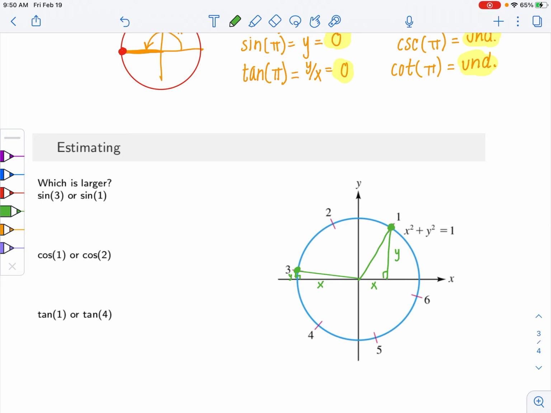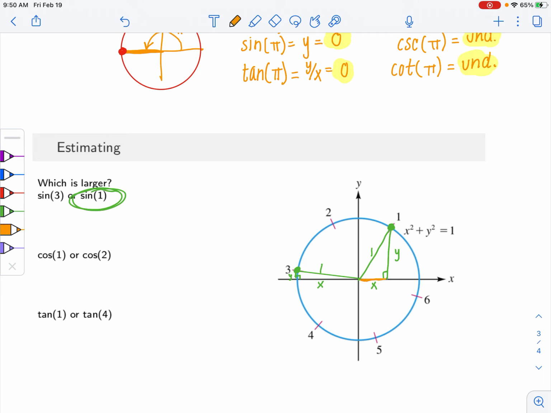I'm looking at sine. Sine is my y value. Sine is opposite over hypotenuse. And this is always 1, right? Unit circle. So I'm comparing my y's. Which y is bigger? Here or here? Oh, it's super clear, right? Sine of 1. That y value is much bigger.